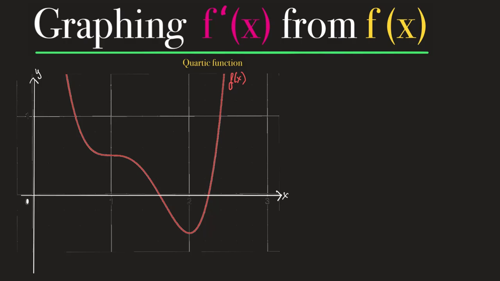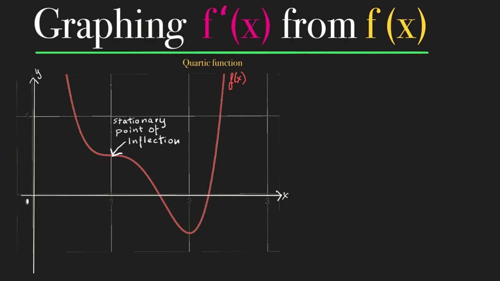Unlike quadratics, quartic functions do not have one standard shape, and I've already done a graphing of the derivative from a function in a previous video of a quartic, which is very common. This time I want to go through another type of quartic function. This quartic function has a minima, and it will also have a stationary point of inflection.